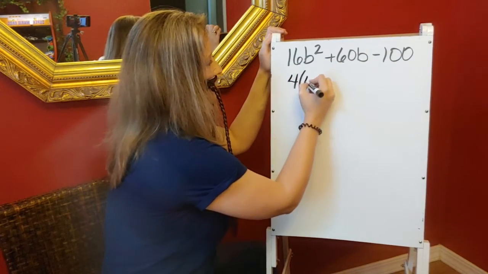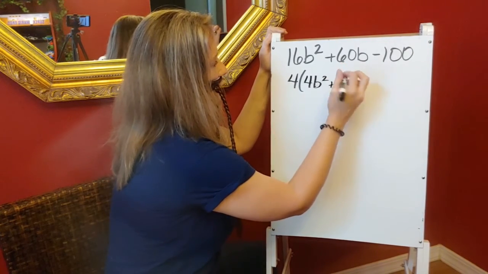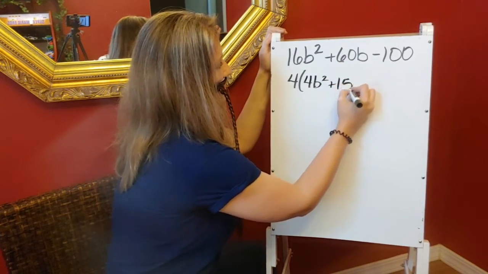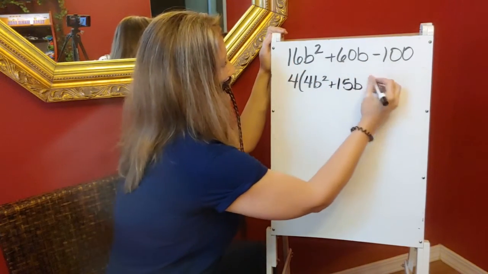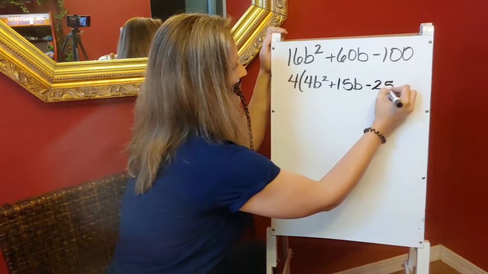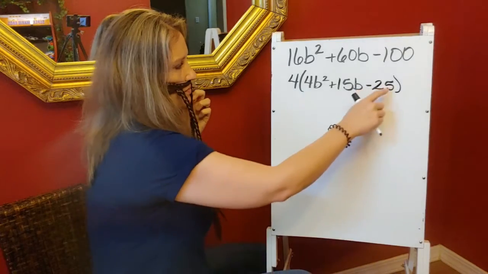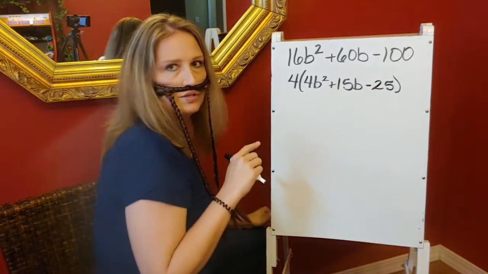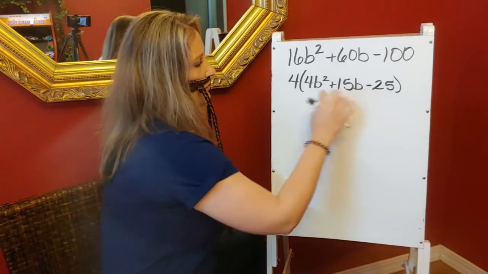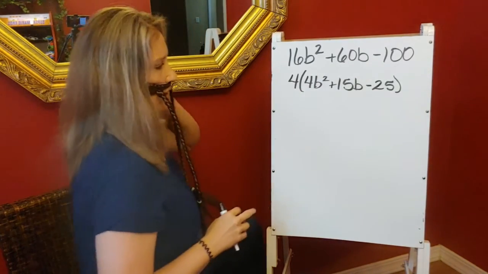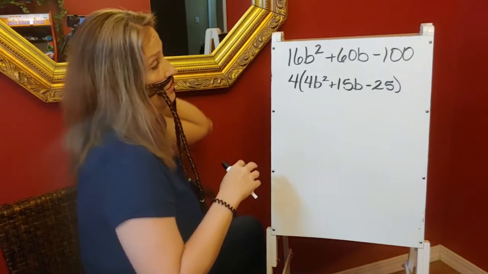16 divided by 4 is 4. 60 divided by 4 is 15. And 100 divided by 4 is 25. Once you pull that 4 out and these numbers get a little smaller, then you can start seeing that there's not another factor that you could pull back out. 5 will go into both of these, but that's just a 4, and so we can't do anything there.